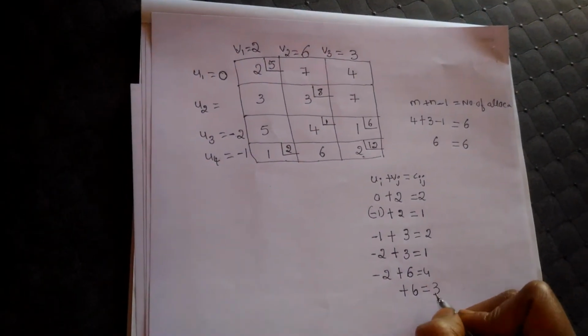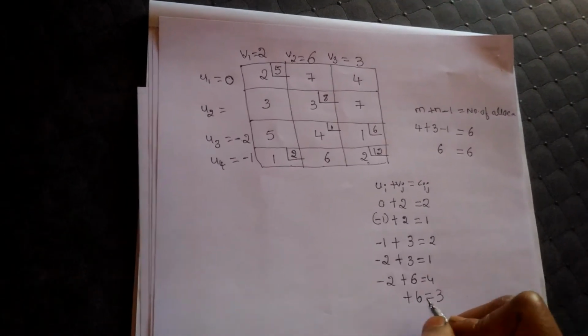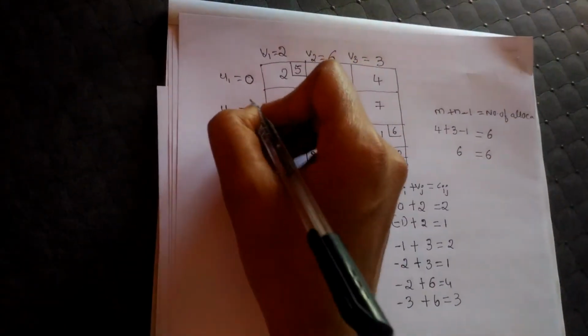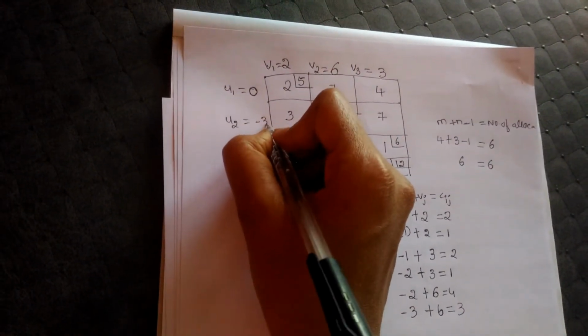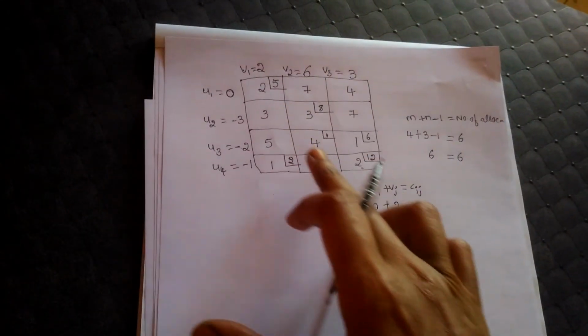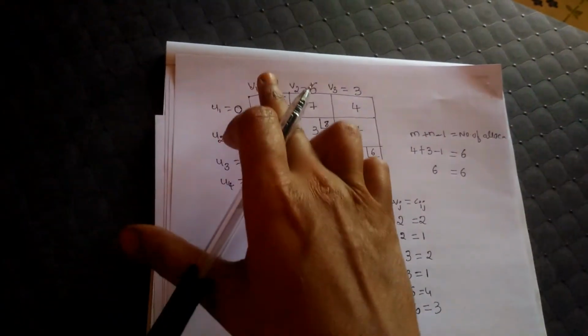Now what should I add for 3 to come up with an answer 3? It is minus 3. Minus 3 plus 6 will give me a 3. So the value here is minus 3. We would make use of all the allocated cells to find out the values of U and V.